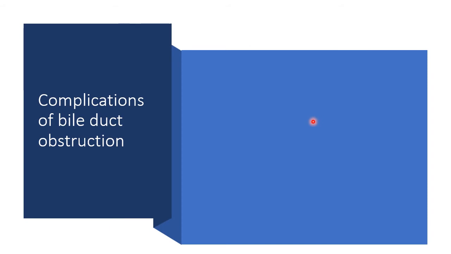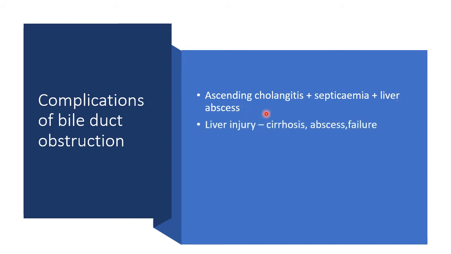The complications of bile duct obstruction. Ascending cholangitis is a serious complication of bile duct obstruction. It can bring about early septicemia, liver abscess, and even acute liver failure. Liver injury due to cholestasis can result in cirrhosis of the liver, liver abscess, and chronic renal failure.